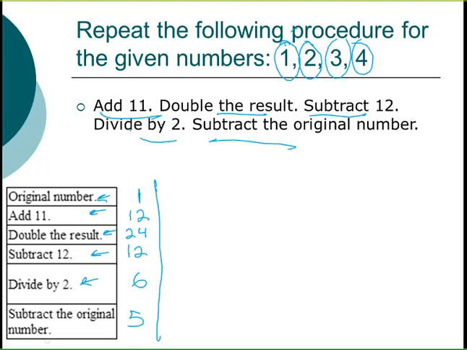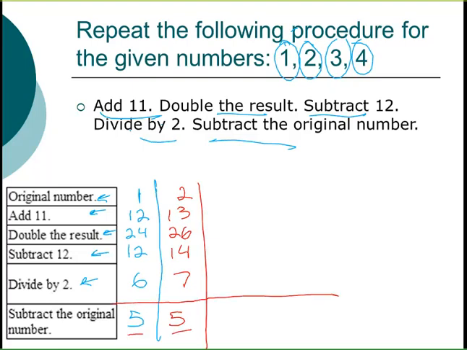Okay, let's do it again for a new number. So our new number is 2. So I go 2, add 11, 13. Double the result, it's 26. Subtract 12, 14. Divide by 2, 7. Subtract the original number, 5. Well, that's interesting. 5 and 5.